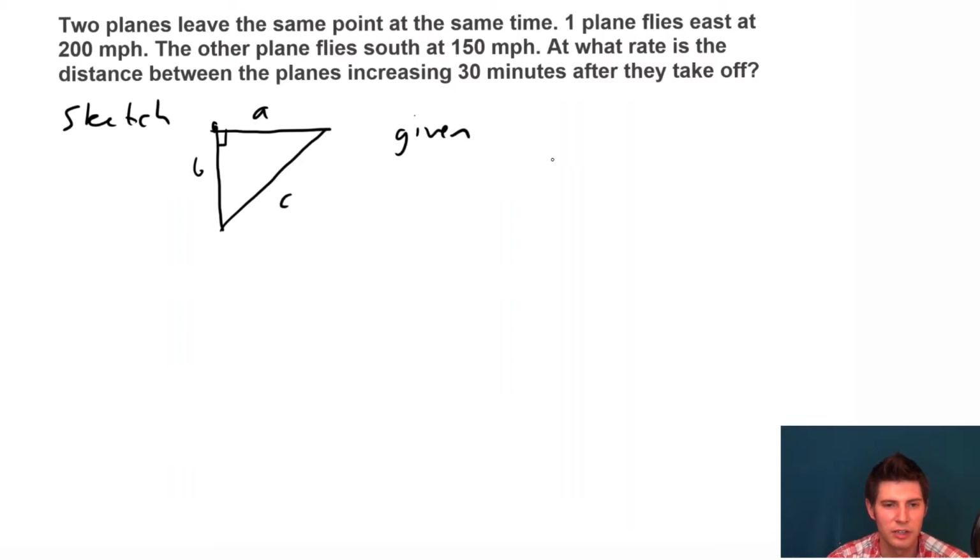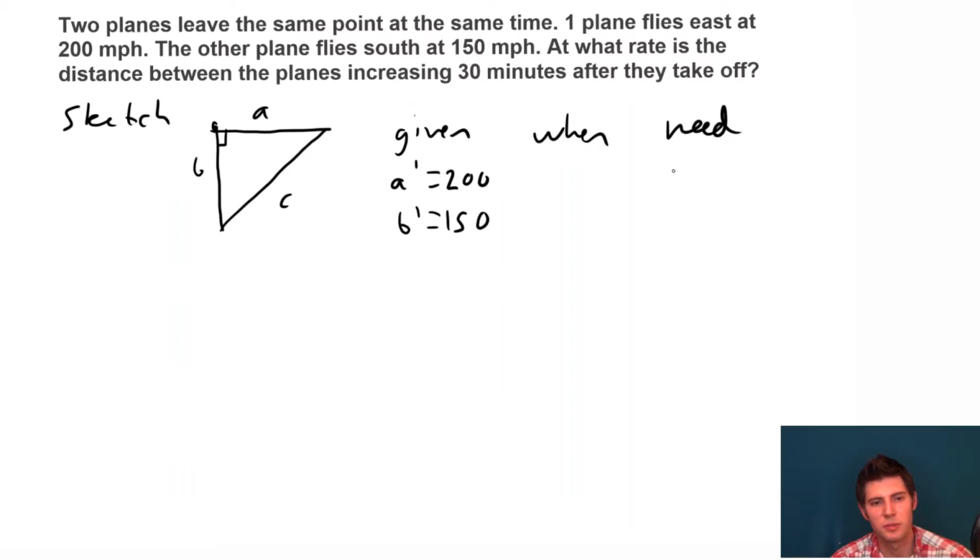And then we have given, when, and need. So our given, one plane flies east, so the A at 200 miles per hour. So we have A prime equals 200. The other plane flies south at 150. So that would be B prime equals 150. At what rate is the distance between the planes increasing? So we need C prime.